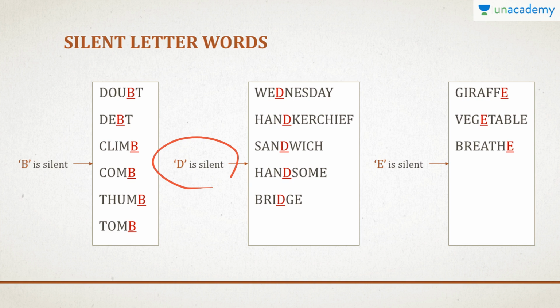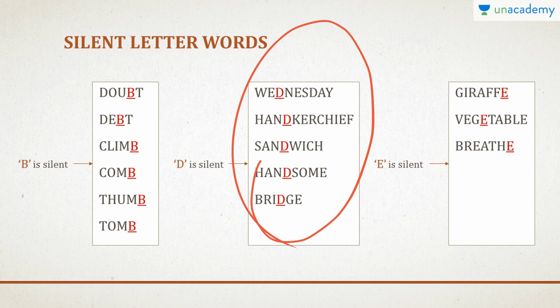Let me read it out to you guys. Wednesday, handkerchief, sandwich, handsome, bridge. So I've seen a lot of people pronounce the D in Wednesday, but that's not the way it's supposed to be said. Just remember to leave out the D. And similarly with handkerchief, and the other words, sandwich, handsome, bridge. But do remember to include the D when you're writing them.